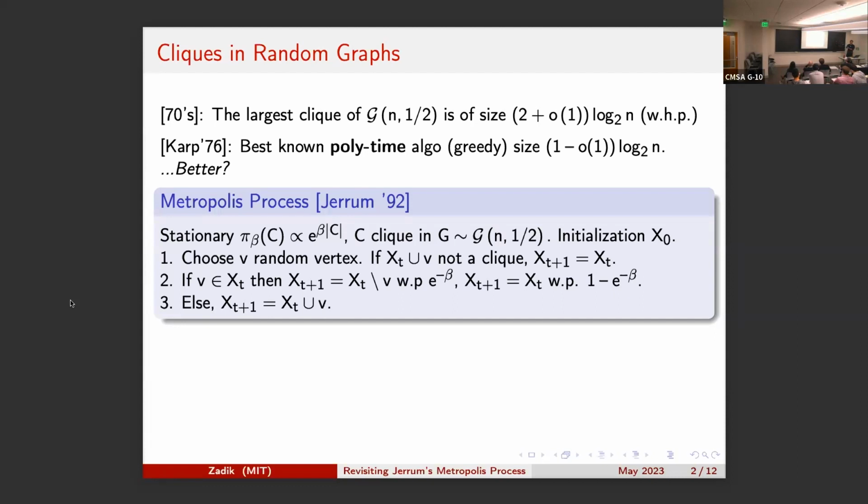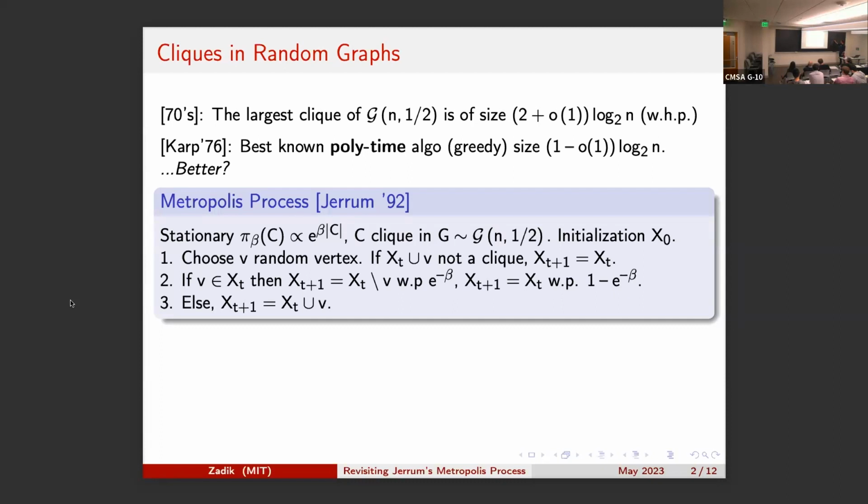So what is the Metropolis process? Let me spell it out for you in a pictorial way. If you are at any time t at a specific clique, then what you do is you sample a random vertex. And if the vertex falls outside, you check, is the union a clique? If it is a clique, you expand and you go there. If the union is not a clique, you just stay where you are.